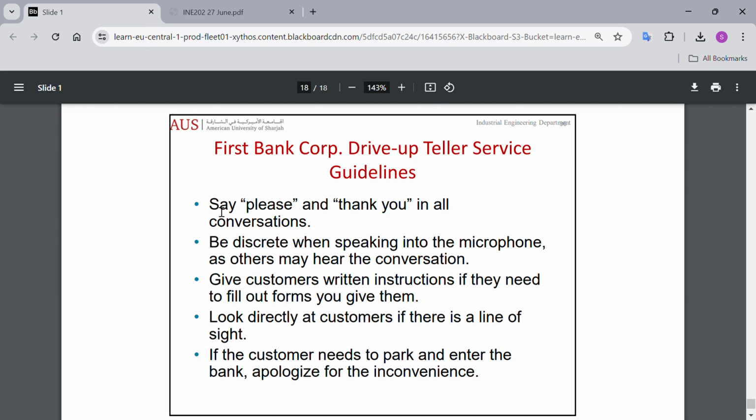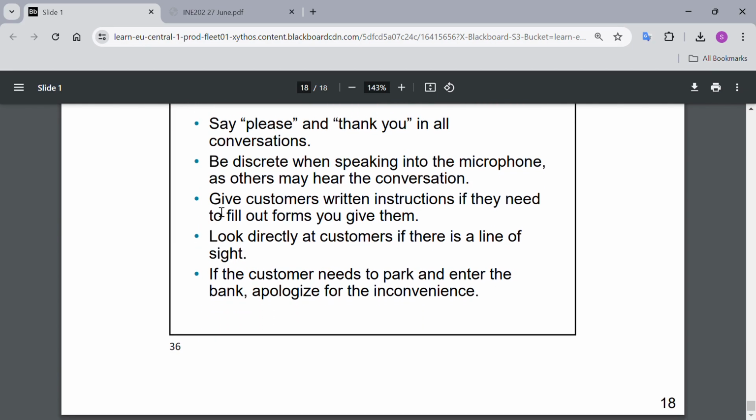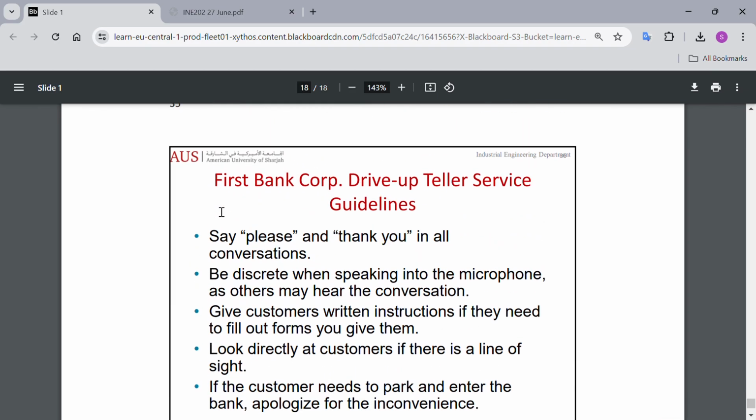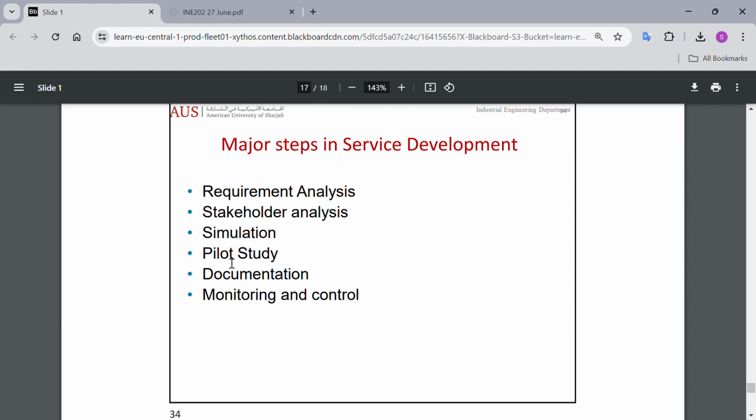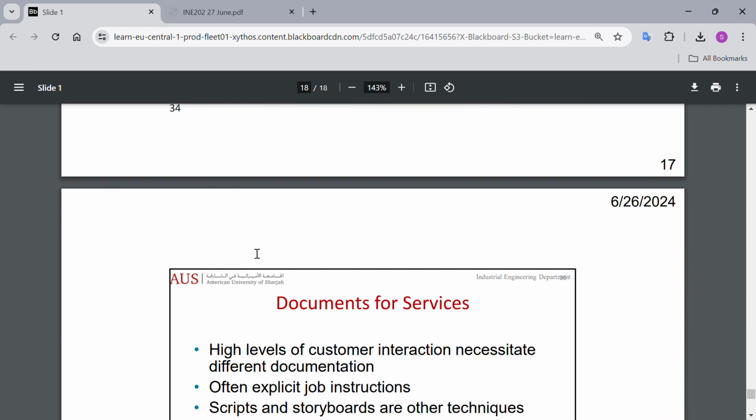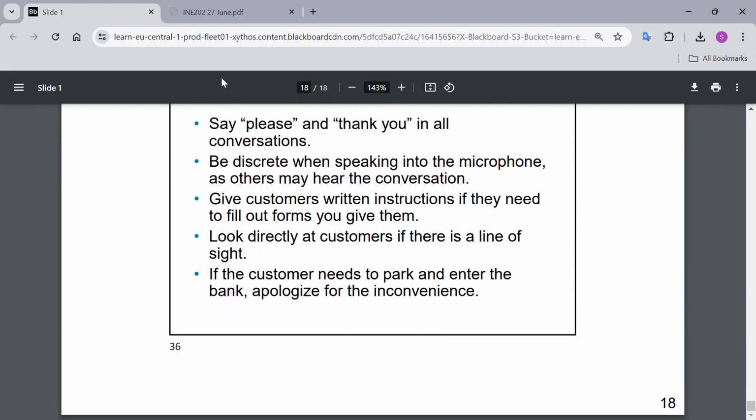And if you are meeting customers directly face to face, then you should look directly at customers if there is a line of sight. And if a customer needs to interrupt and enter the bank, apologize and continue. So these are some guidelines for our services. We're gonna develop guidelines here, which are part of our service. And that's all for today.